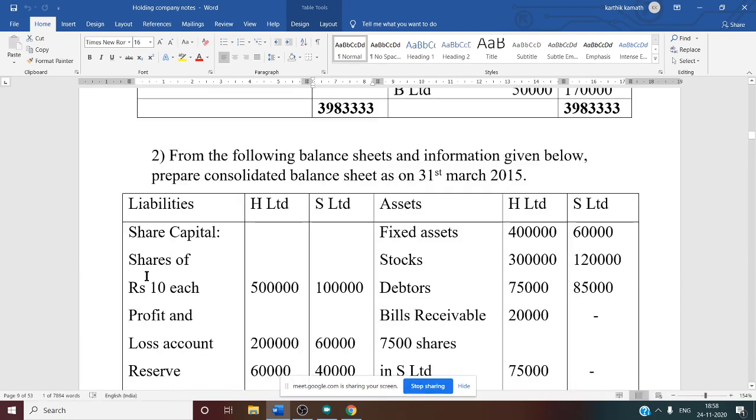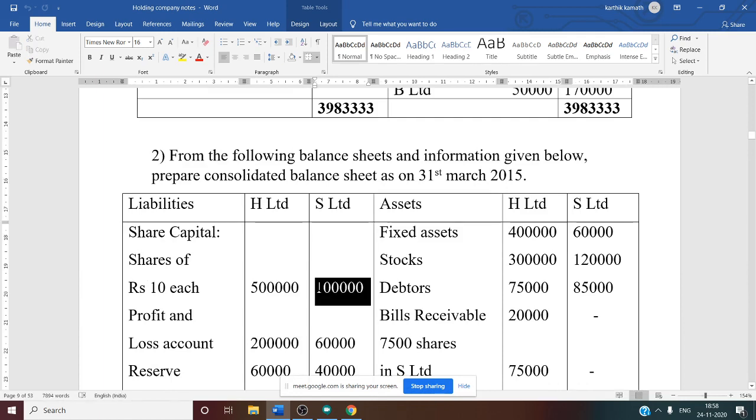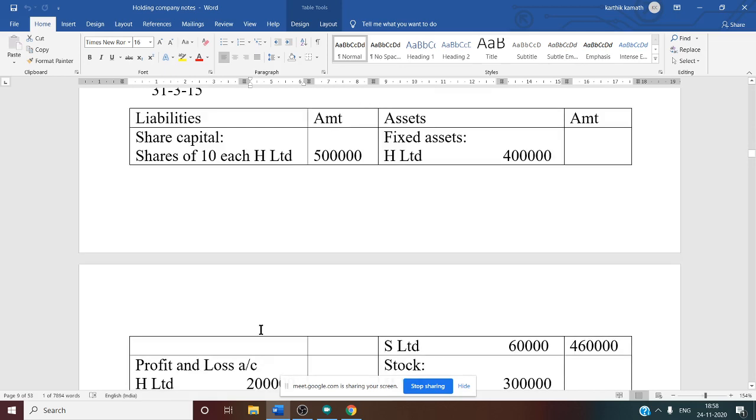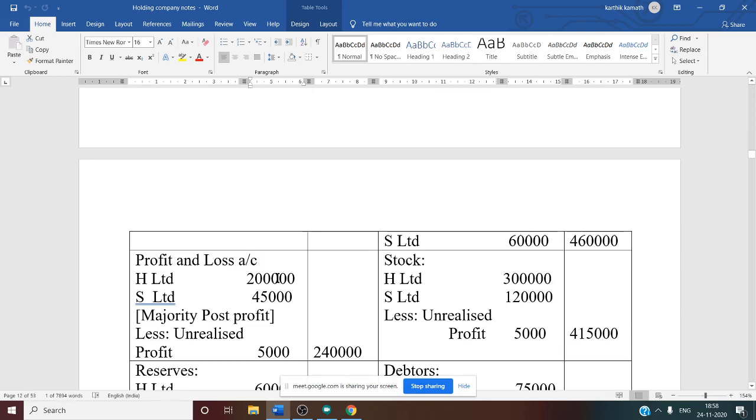Here the holding company share capital is 5 lakh, the subsidiary company share capital is 1 lakh. So this 1 lakh you should not write, only 5 lakh you have to write. I have already explained about this one. So 5 lakh is the share capital. After this, there is the profit and loss account. Profit and loss account of H Limited is 2 lakh, given on the liability side of the balance sheet.